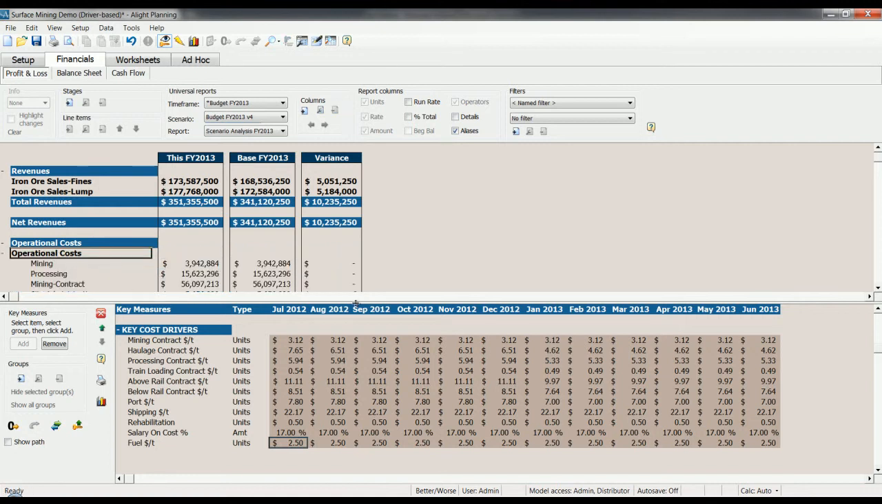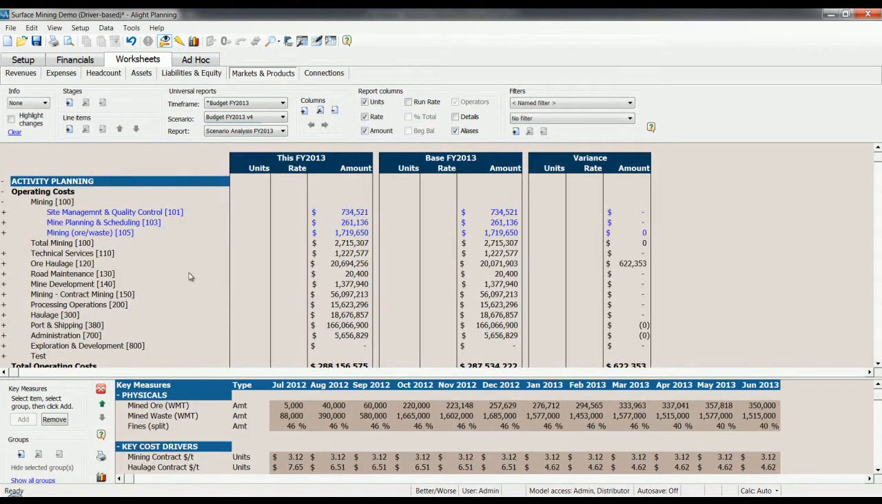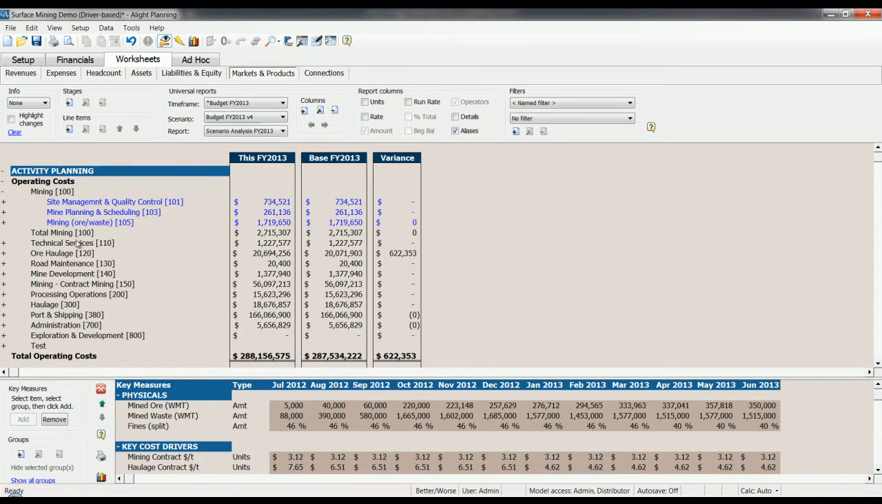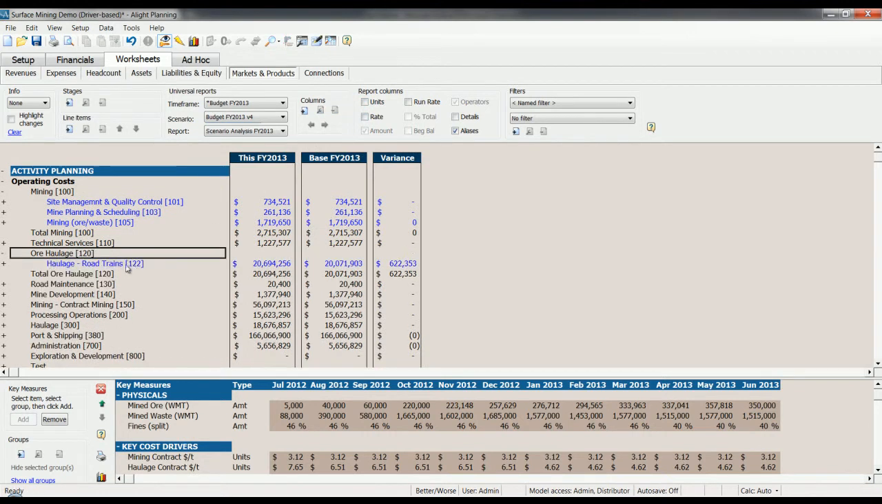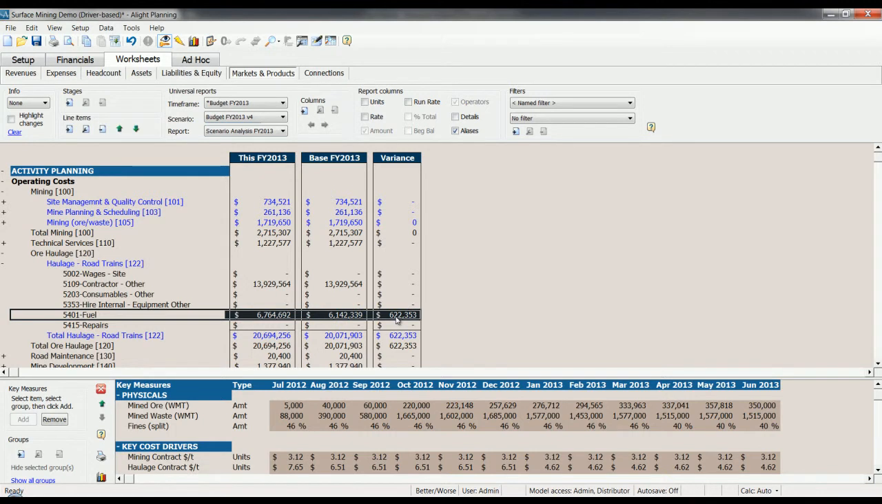We can drill into that variance. See that this is affecting our ore haulage. We can actually go further than that. Drill down. Let's hide our units and rate here for a second and see which department that's affecting. That's in ore haulage. It's affecting our road trains. And it's actually affecting our account 5401. So see here that we can drill through to the detail and see what's driving changes in costs right down to the account level. What's important to note here is that we're looking at the change at the account level, but the change is a result of a change in an operational driver.